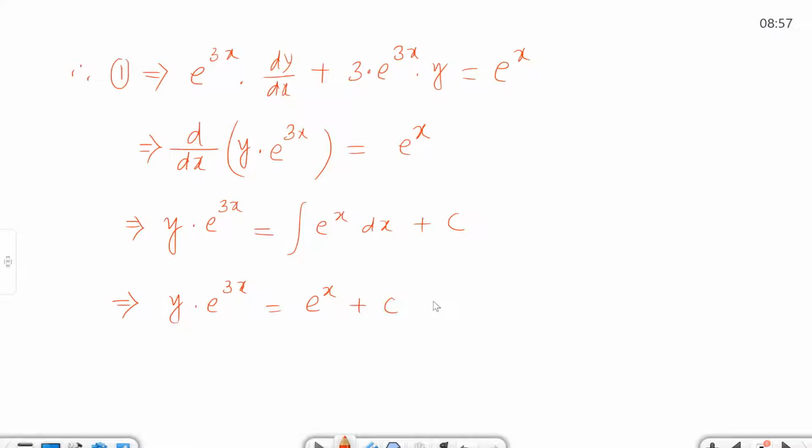Some people divide by e to the power 3x. You can leave it here, or divide. The final answer: this implies y is equal to, this being division, we will have e to the power minus twice x plus c into e to the power minus 3x. Is that clear? Okay, so after that you take the next question.